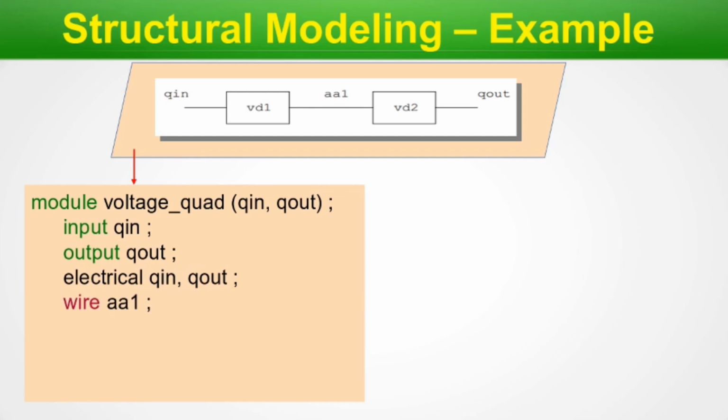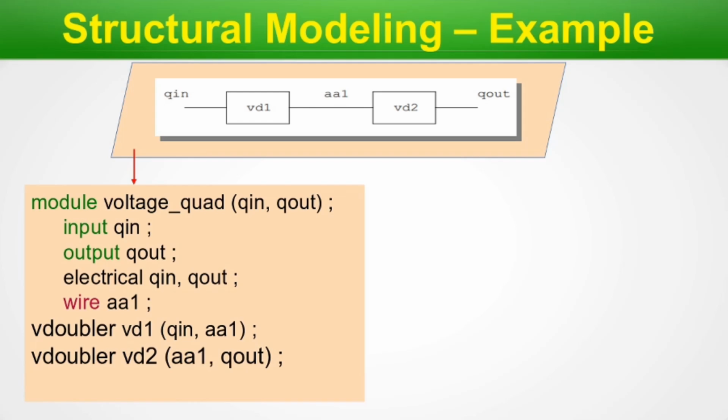Then we also write the wire AA1, which is used for interconnection, and we use the voltage doubler unit here. Its instance is VD1, and we know its input is Q in and the output will be AA1. And this AA1 goes to the next voltage doubler unit VD2, which is the instance of the voltage doubler module, and then the final output is Q out, and I close the module here.